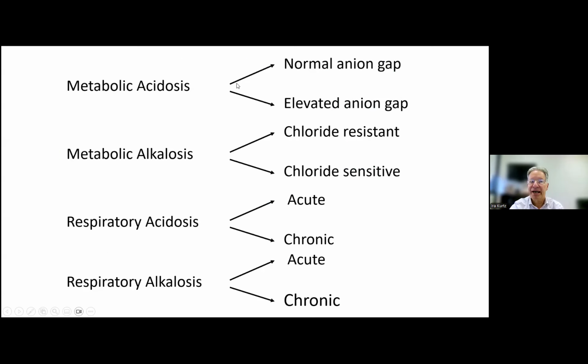So again, metabolic acidosis, we divide up by anion gap. Metabolic alkalosis, we divide up by whether the urine chloride is normal or decreased so that we can predict whether it's going to respond to giving chloride or not. Respiratory acidosis, we divide up into acute or chronic, similar to alkalosis. We divide these up by time.